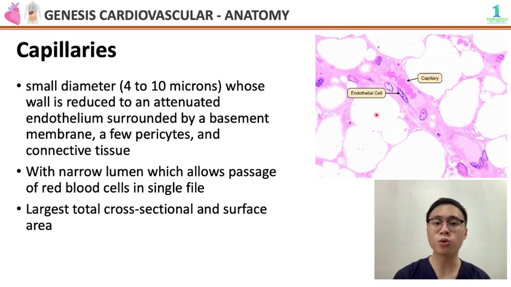Okay? So, it cannot fit 2. It can only allow a single file of RBCs to pass through. And this would, of course, facilitate then yung exchange of oxygen. Diba? The thin intervening space between the O2 and the red blood cells would allow more effective exchange of O2.